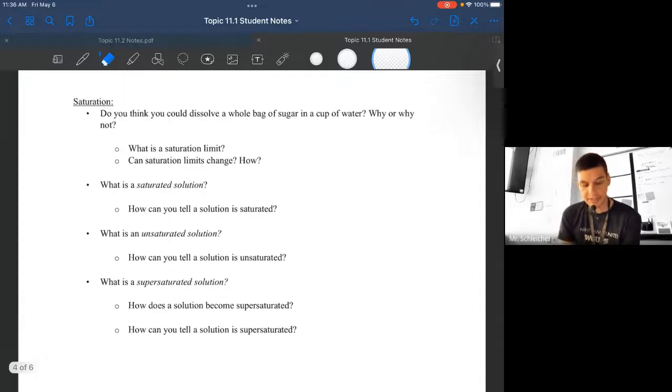And then we started talking about saturation. We had three different scenarios of saturation. We said that for every sort of solvent and every sort of solute, there's a limit to how much solute you can put in that solvent. And that limit is called the saturation limit.